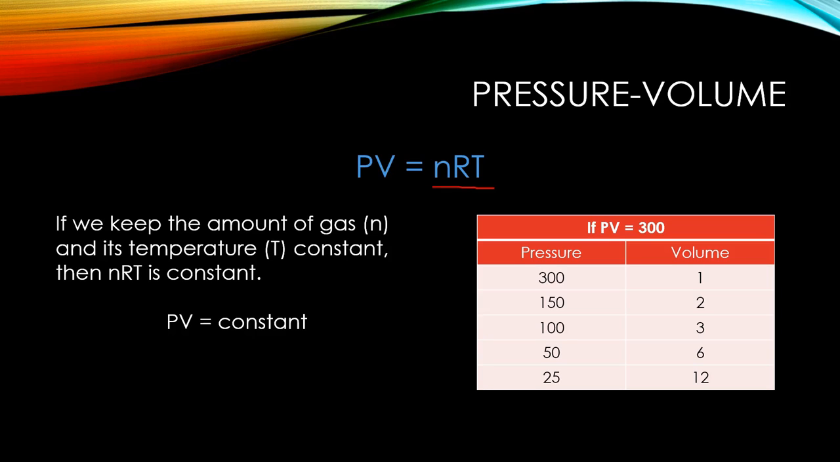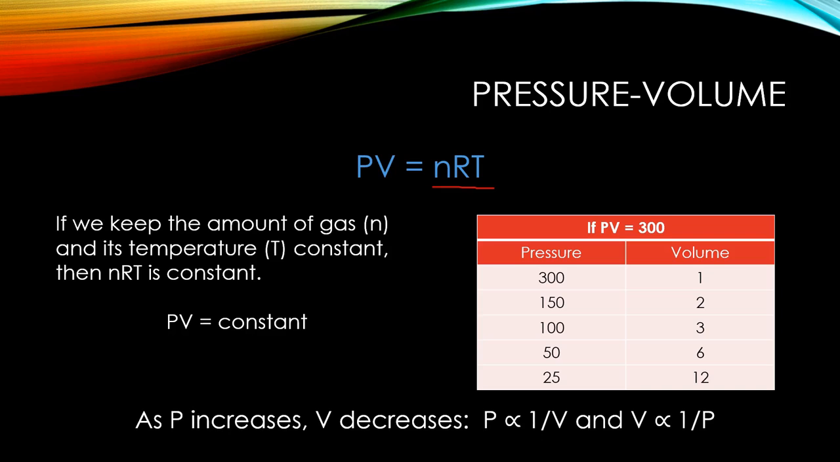What this means is that pressure and volume are inversely proportional, meaning that the pressure is proportional to 1 over the volume, and the volume is proportional to 1 over the pressure. As one increases, the other must decrease.